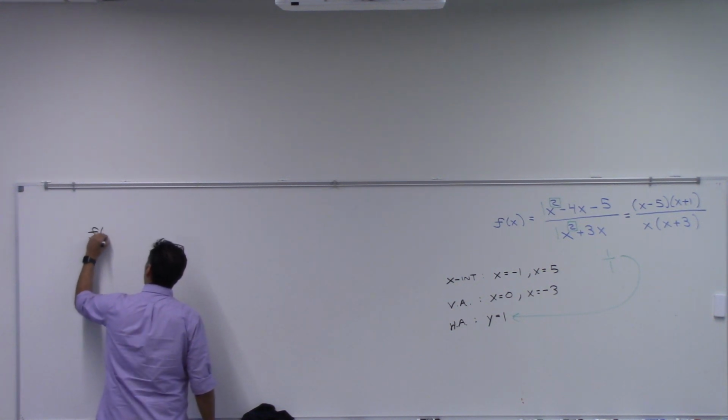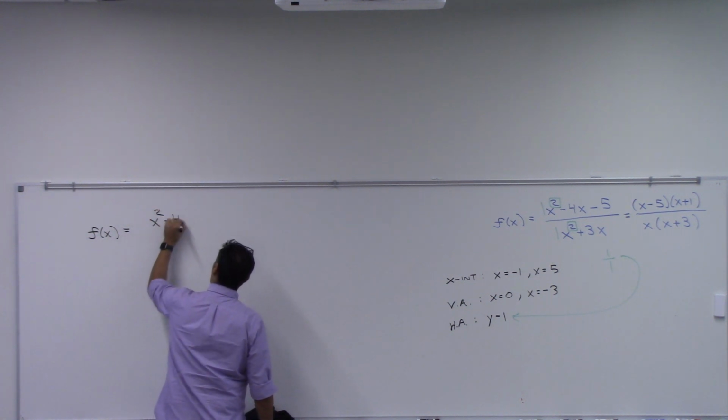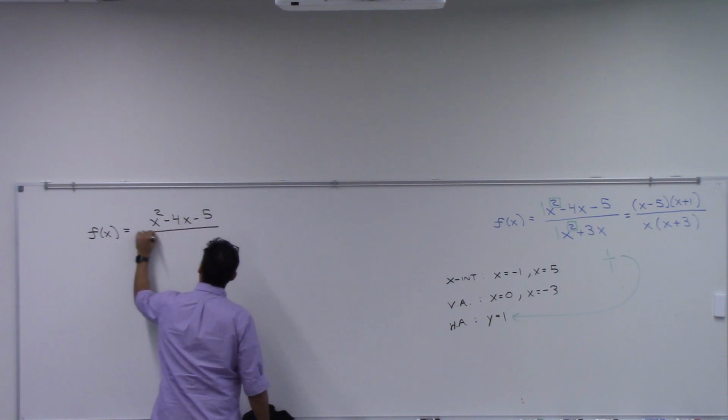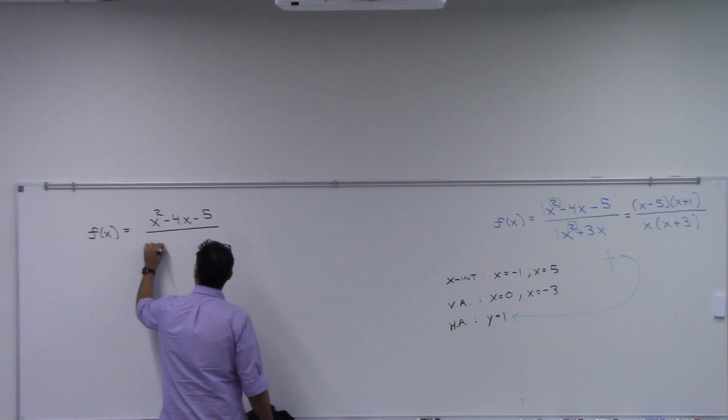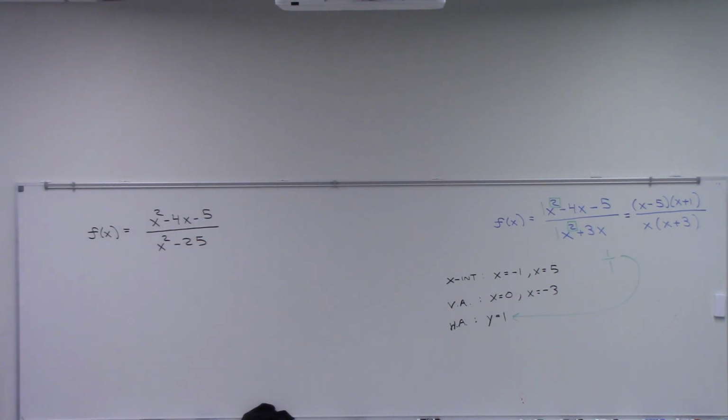F of x equals, let's go with x squared minus 4x minus 5. But on the bottom, I'm going to put x squared minus 25. Let's go ahead and graph this one so you can see it. X squared minus 4x minus 5 over x squared minus 25.